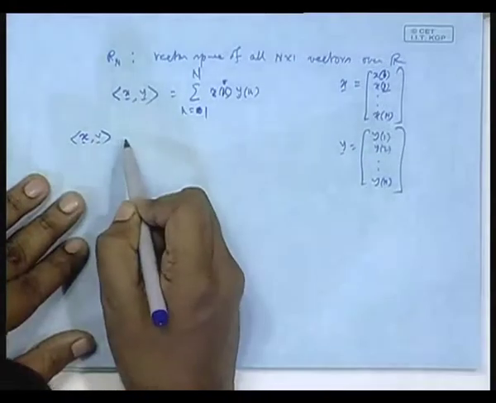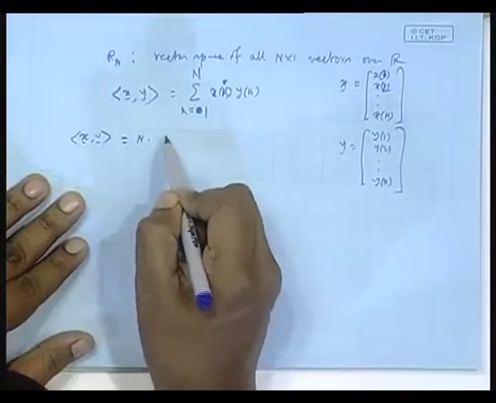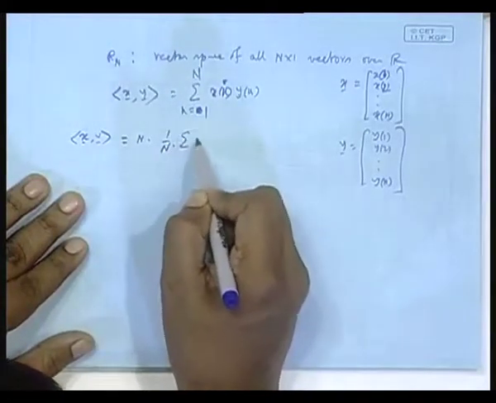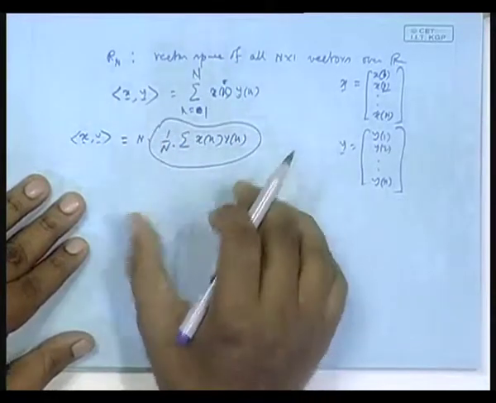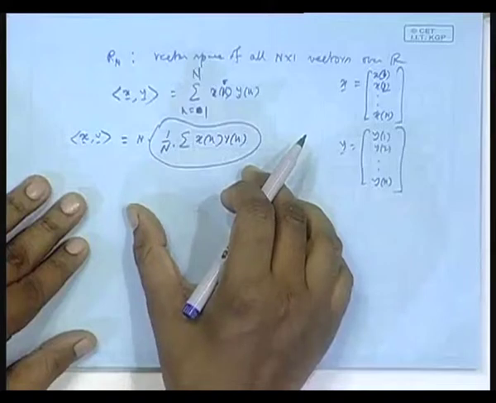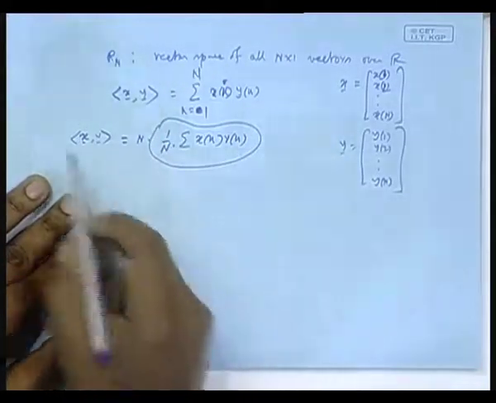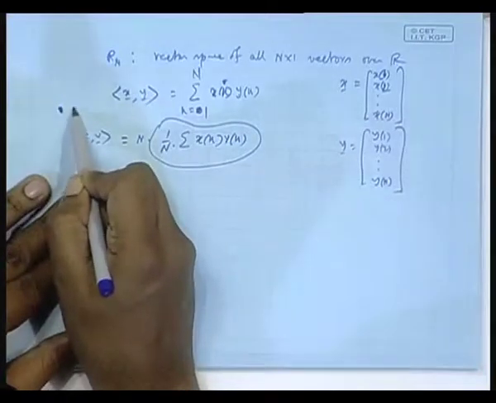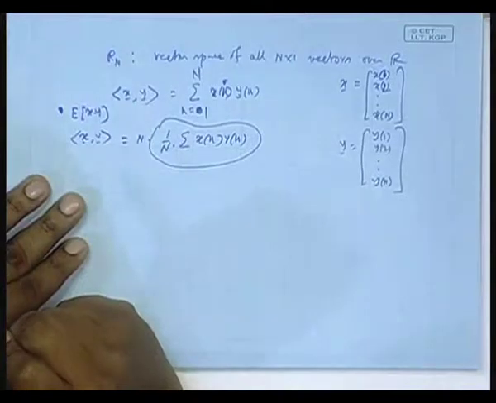it is n times, if I write 1 by n, this is a good estimate of the correlation between x and y. Suppose you want to find out that, okay, you are giving me two random variables x and y, E x y, you want to find out.